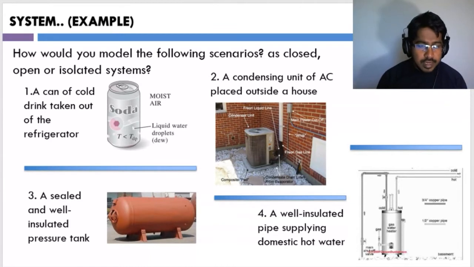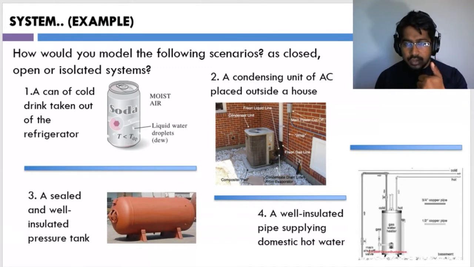And if you look at the third image, it's sealed and well insulated. So sealed, we get the clue, the mass cannot transfer, that's why we seal it, right? And then it says well insulated, insulated in the sense that the heat cannot cross the boundary. So now we see, okay, no mass, no heat, then it's an isolated system, right?